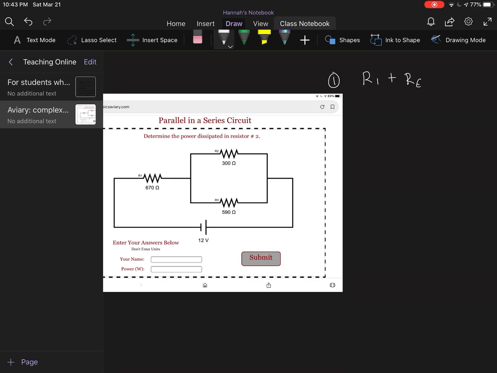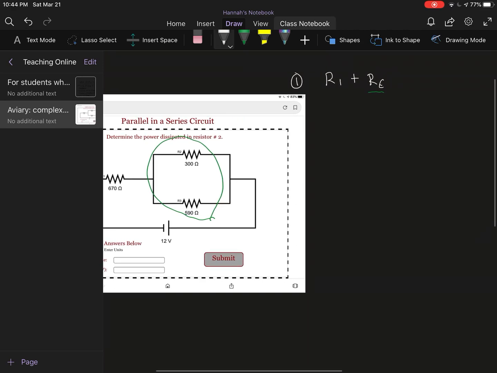The reason I'm putting RE is because we're going to treat this parallel portion of the circuit like it's actually in series. Because this is a parallel within a series circuit, these two resistors that are in parallel have an equivalent resistance, and that's why I'm using RE here. To calculate the equivalent resistance, we solve for it like we would the total resistance of a parallel circuit.